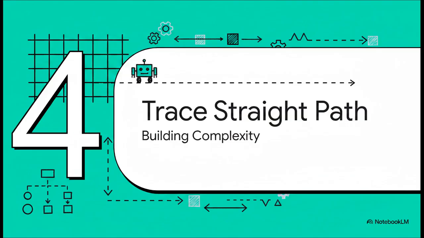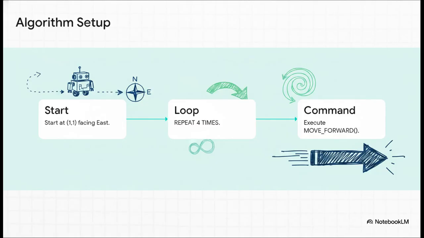Section 4. Tracing a straight path, building complexity. Let's kick things off with a pretty straightforward example. Step 1. Our robot's initial state is at column 1, row 1, and it's facing east, which is to the right. Step 2. We hit a loop that tells the robot to repeat 4 times.